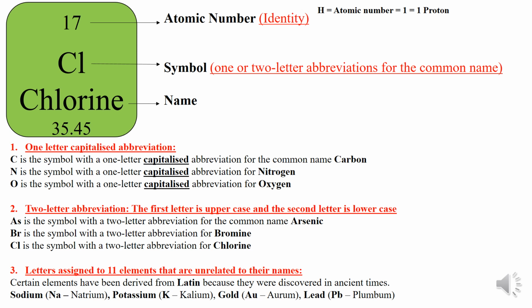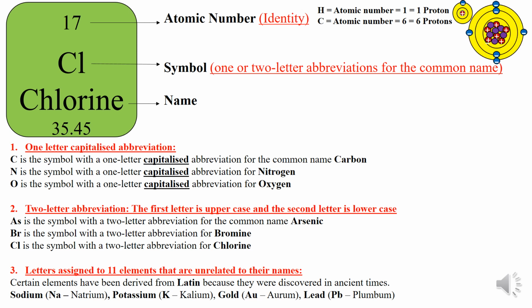Other examples, hydrogen atomic number is 1 with 1 proton in its nucleus. Atomic number of carbon is 6 with 6 protons in its nucleus. Atomic number of nitrogen is 7 with 7 protons in its nucleus. Atomic number of oxygen is 8 with 8 protons in its nucleus. So why hydrogen is the first element in the periodic table? Because its atomic number is 1. Why carbon is the 6th element? Because its atomic number is 6. Why nitrogen is the 7th element? Because its atomic number is 7. And why oxygen is the 8th element? Because its atomic number is 8.